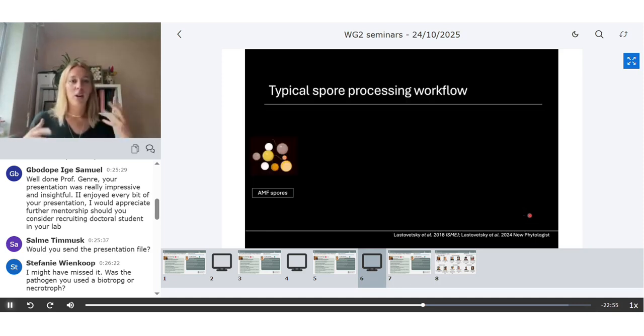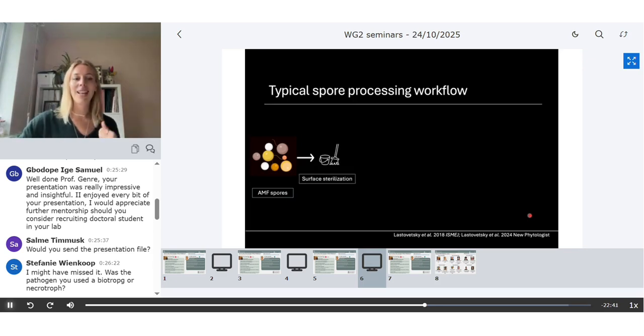Now, you might be wondering how we actually do these kinds of distribution surveys of endobacteria. So I thought I'd give you an example of our typical spore processing workflow that we use in the lab. We start out with a collection of AMF spores, typically isolated from the soil. And then we have to clean them. They undergo a surface sterilization protocol because we're interested in endobacteria, the ones found inside the spore. So we do not want to be characterizing anything that's attached to the spore in some way.